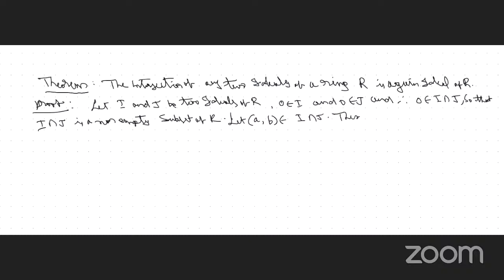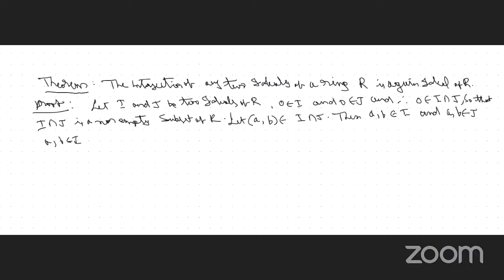Then a comma b belongs to I, and a comma b belongs to J. A comma b belongs to I, and I is an ideal of R.